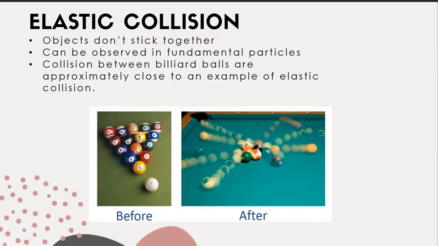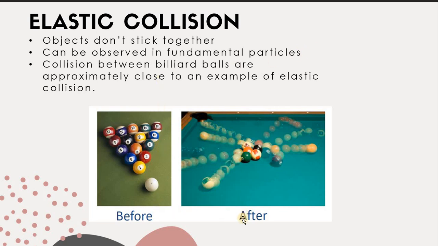Well, for elastic collision, as you can see, objects will not stick together again. So it's similar to imperfect inelastic collision. You can observe this in the microscopic world. It can be observed in fundamental particles, particles in the surroundings.